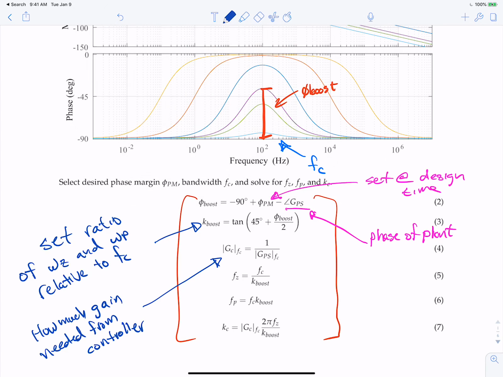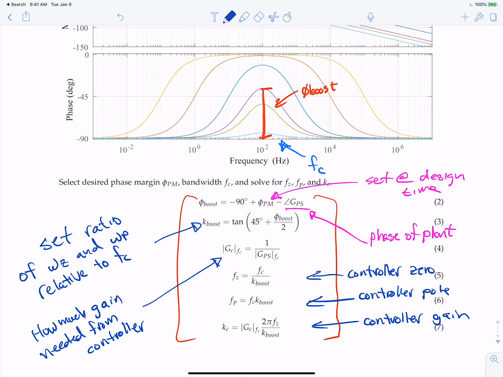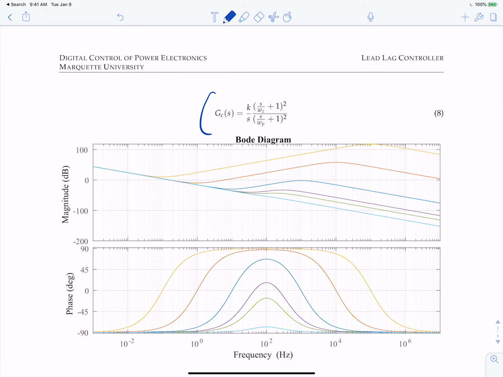So this right here, that's the controller zero. This is the controller pole. And this is the controller gain. Okay, now once you have that calculated, you have a complete controller design. Let's walk through an example and see how this works. All right. Well, actually, let's talk about this one quick before we do an example.